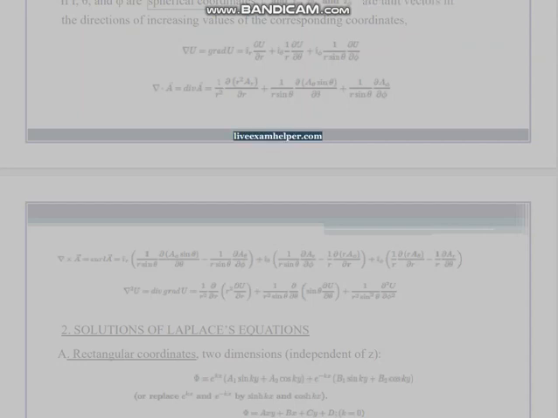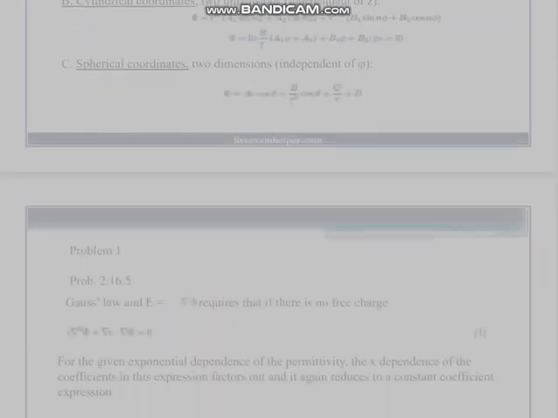2. Solutions of Laplace's equation. A. Rectangular coordinates, 2 dimensions, independent of z. B. Cylindrical coordinates, 2 dimensions, independent of z. C. Spherical coordinates, 2 dimensions, independent of phi.